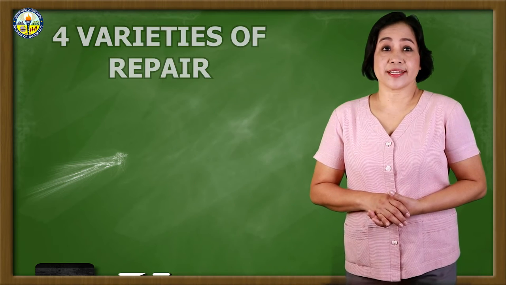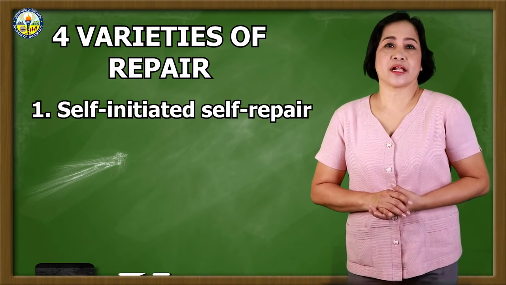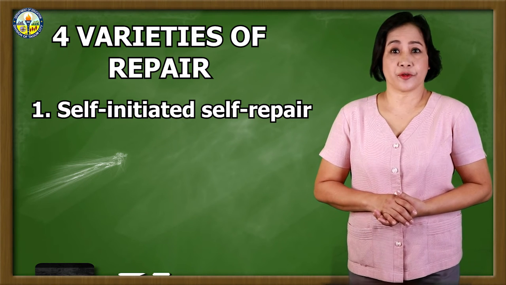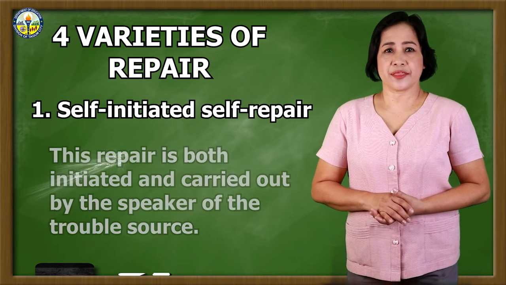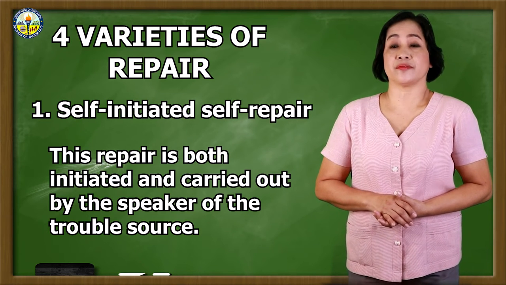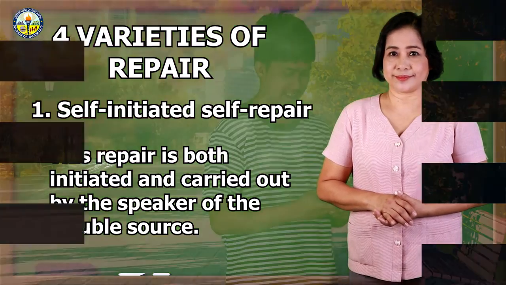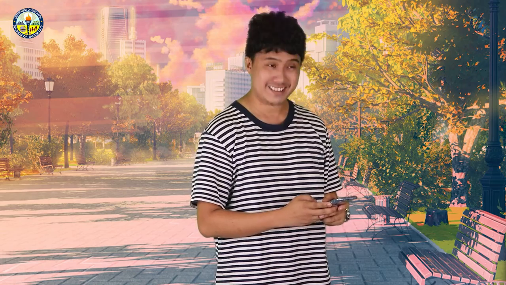There are four varieties of repair. One, self-initiated self-repair. This repair is both initiated and carried out by the speaker of the trouble source. Here is the example. I'm going to Samo's birthday party on Sunday.